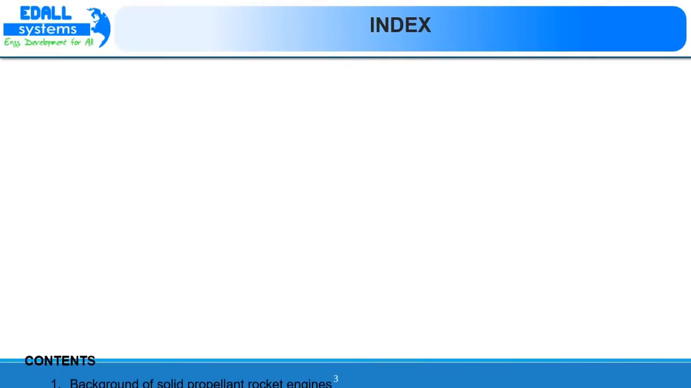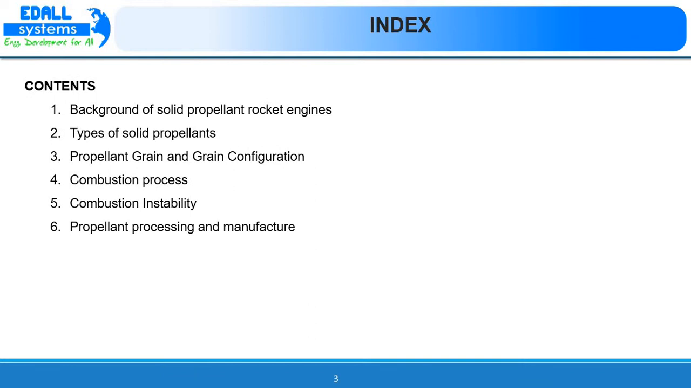So the index for today's class is, first we will discuss the background of solid propellant rocket engines. That is, we will cover the process, the components which are present in solid propellant rocket engines, various applications, various advantages and disadvantages of using these kinds of rocket engines, then the broad classification based on various factors.